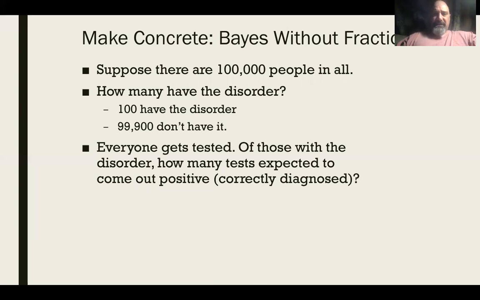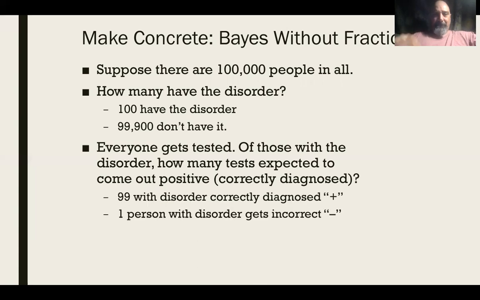Suppose everyone gets tested out of these 100,000. Of those who have the disorder, how many tests are expected to come out positive and therefore correctly telling them they have the condition? 99 out of the 100 with it will be correctly diagnosed. Hey, you have it. One is going to incorrectly be told that they don't and have an undeserved sigh of relief.